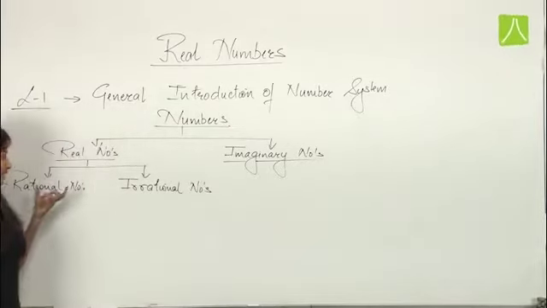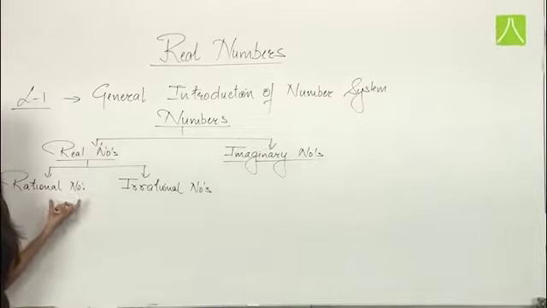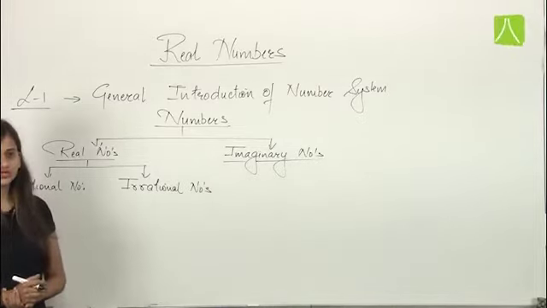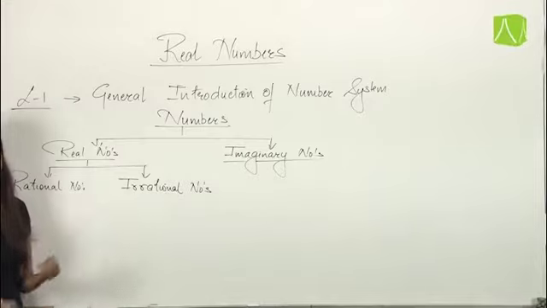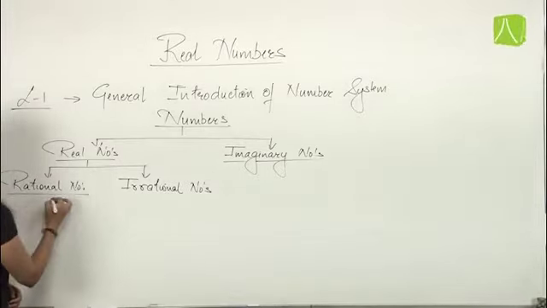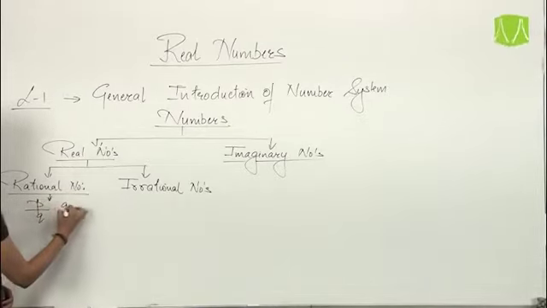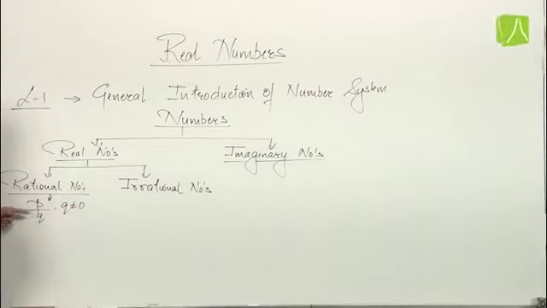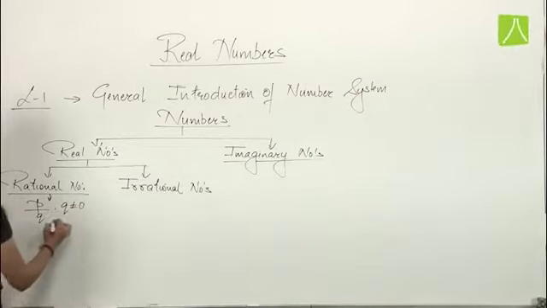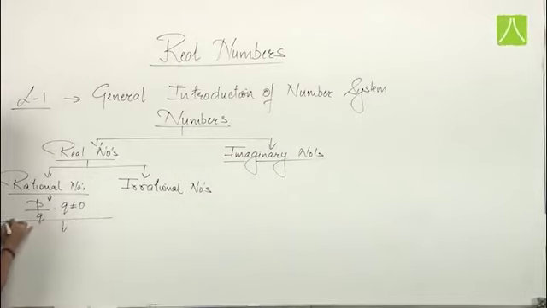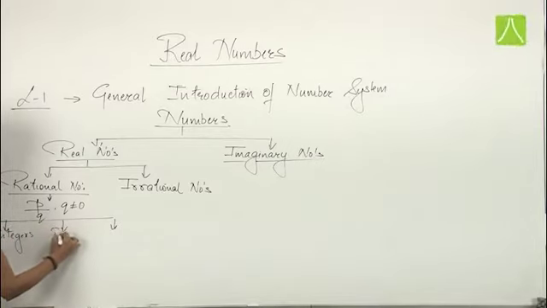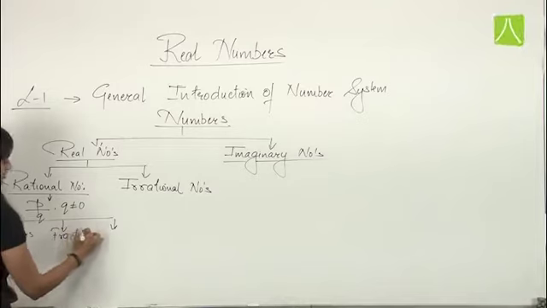So, rational numbers are those numbers which can be represented in the form of p by q, where q is not equal to 0 and p and q are integers. Rational numbers are further classified as integers, fractions or decimals.